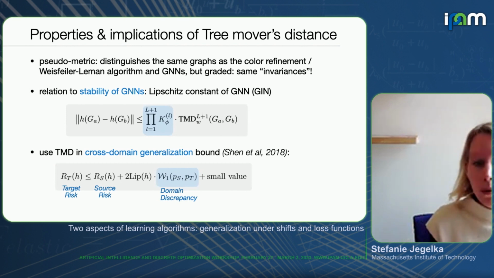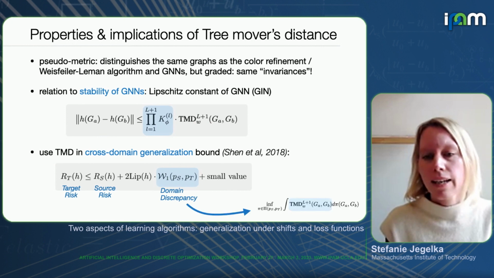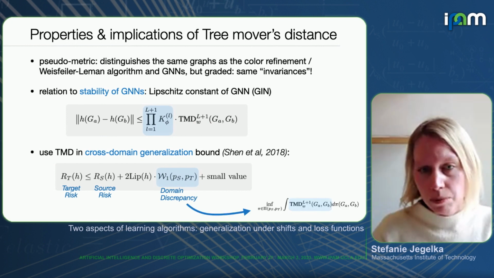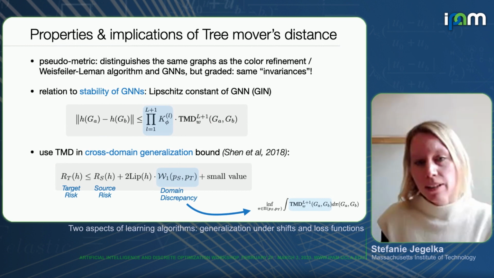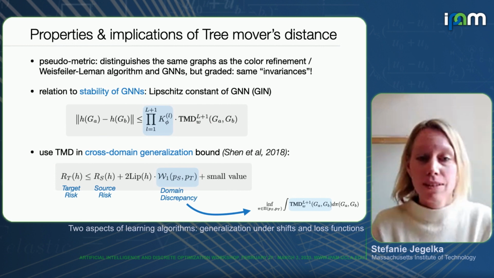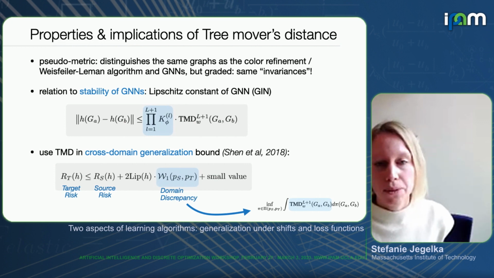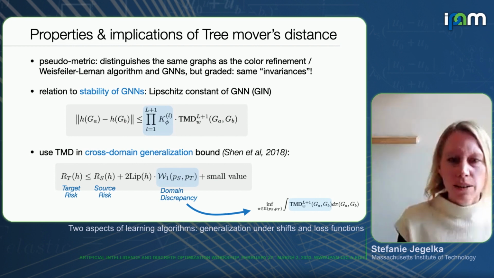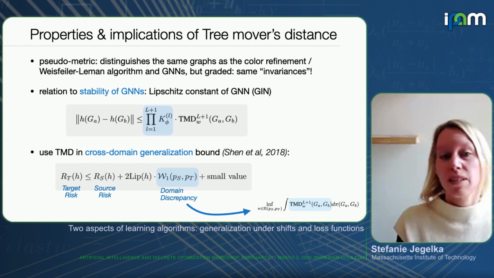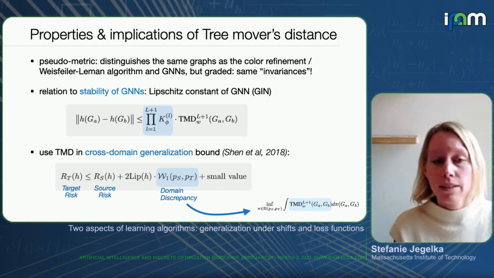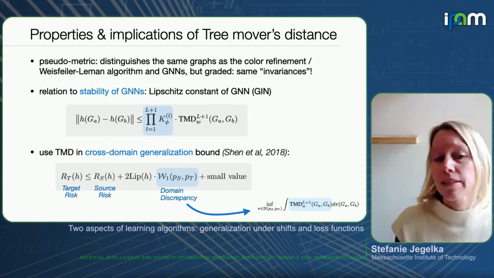And now this domain discrepancy, how different the source is from the target distribution, can again be measured by the tree mover's distance, because these are two distributions of graphs. Once I have a distribution over graphs, I can use the graph distance to define a Wasserstein distance. And the graph distance itself is defined via optimal transport. So we obtain these theoretical bounds that help us bound the stability of the graph neural network, to bound the loss on a target distribution that has a distribution shift.